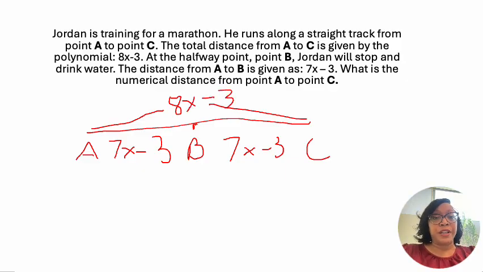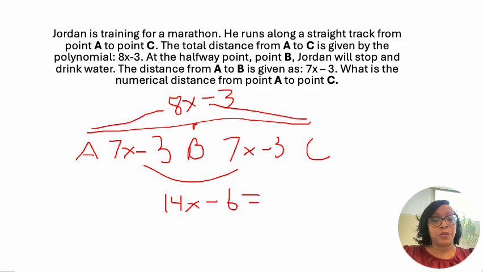So to find the numerical distance from point A to point C, I will need to find x. That's basically what I'm doing, is solving for x. So what I'm going to do is add the two halves. 7x plus 7x is 14x. Negative 3 plus negative 3 is negative 6. And because the total distance from A to C is 8x minus 3, I can set this equal to 8x minus 3. Then from there, I've got a two-step equation that should be simple to solve.